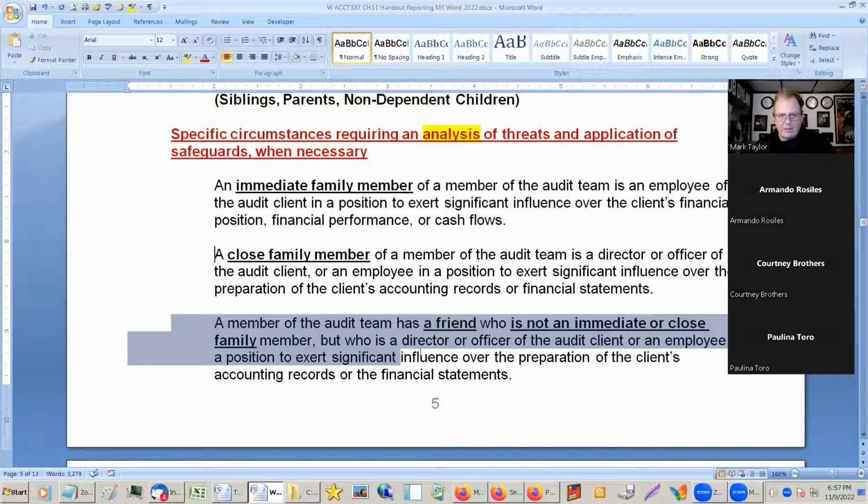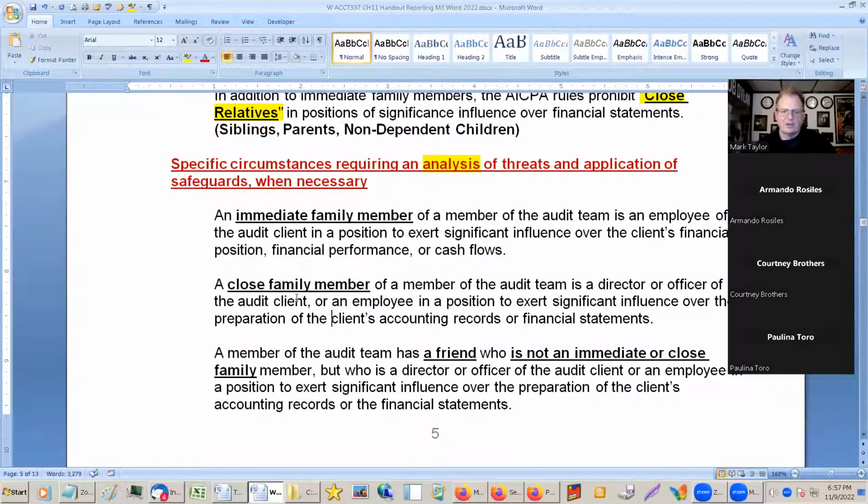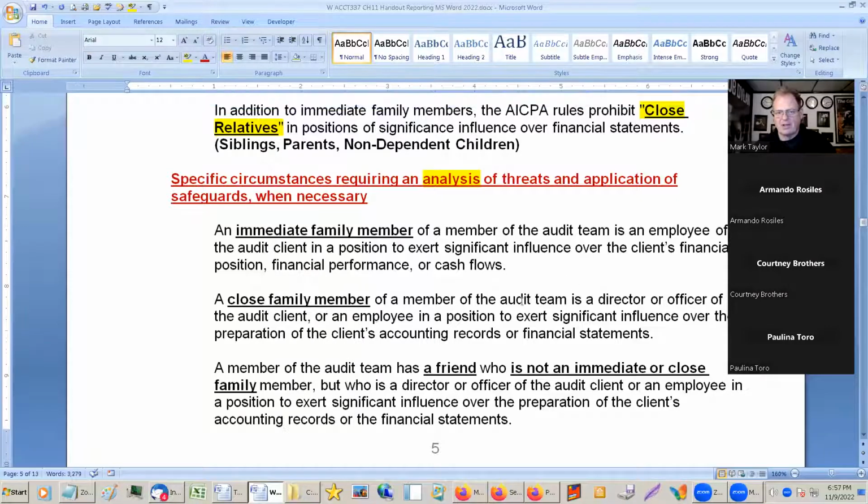A member of the audit team has a friend who is not an immediate family member, but who is a director, and so on. So friends are also in there. And by the way, up here, these close relatives, one of the things that's included in these are friends, but I didn't put them in. Close relatives is more likely what they use down here. But friends are also in there. The AICPA does not separate them out. AICPA says siblings, parents, non-dependent children, and friends are all the same.